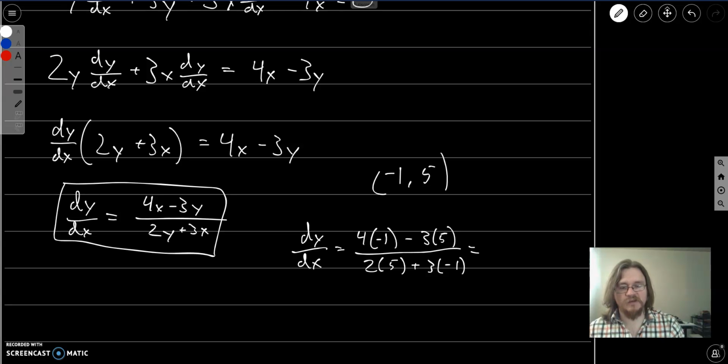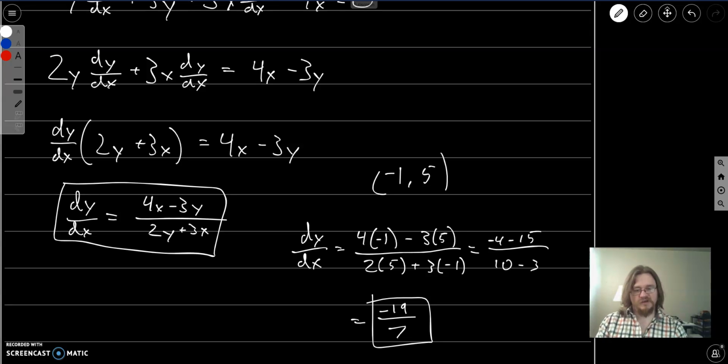Okay, 4 times -1, that's -4 minus 15 over 10 minus 3. And simplifying, we get minus 4 and minus 15 is minus 19 divided by 7. So this is our slope. -19 sevenths, that would be about -2 point something. It's between -2 and -3.